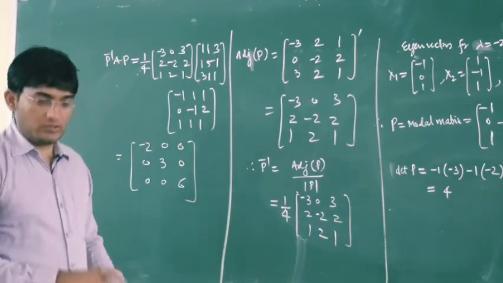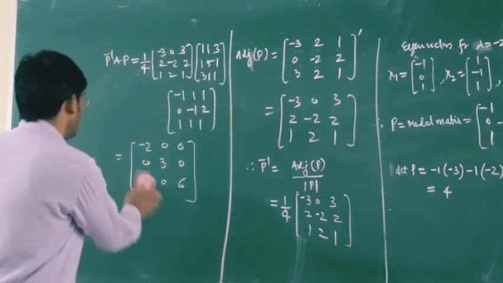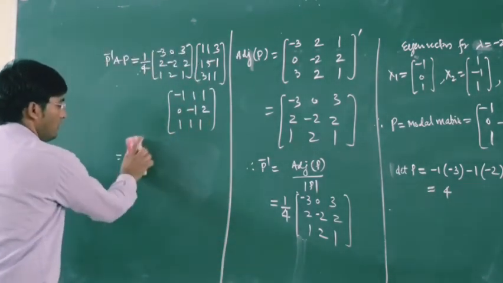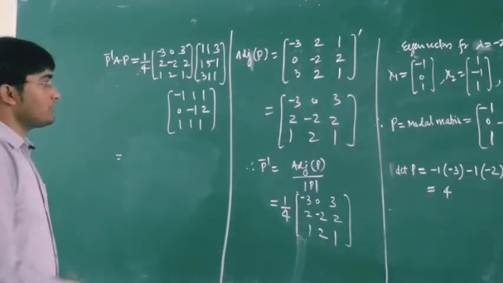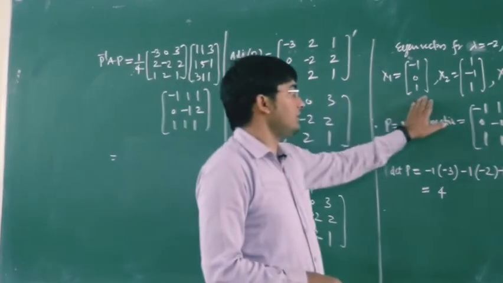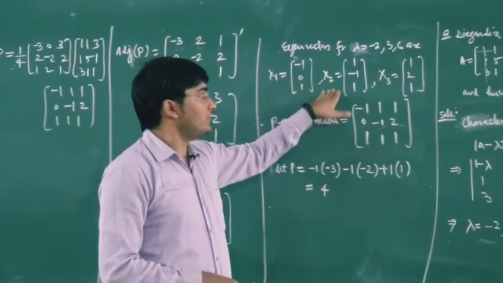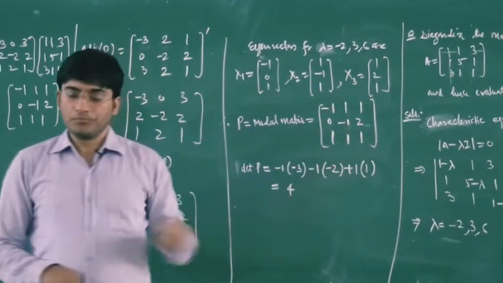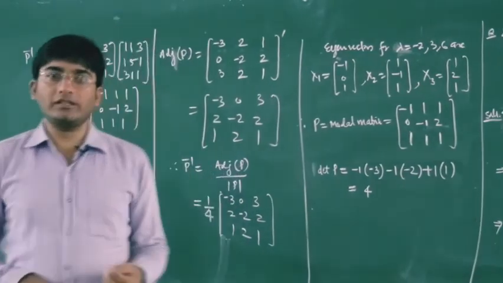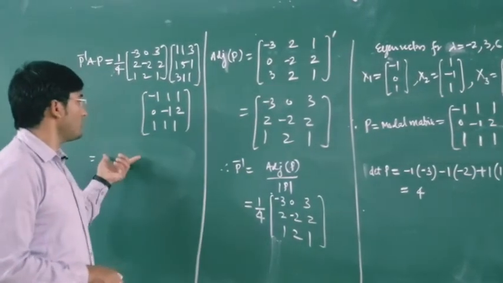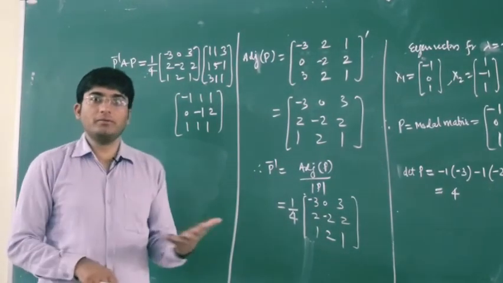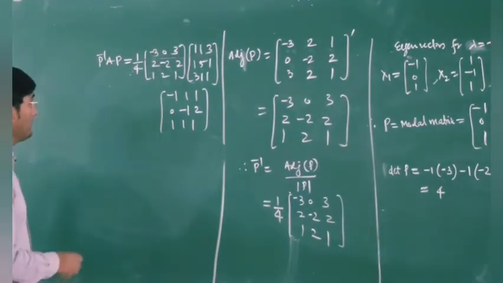Now let us cross check whether it is equal to this matrix or not. It is equal to this diagonal matrix because our eigenvectors are linearly independent. You can prove that these three eigenvectors are linearly independent. If these three eigenvectors are not linearly independent, then this will not be equal to the diagonal matrix. It may be a triangular matrix.